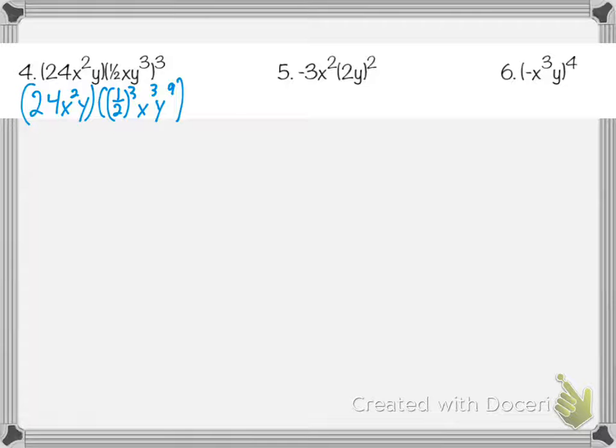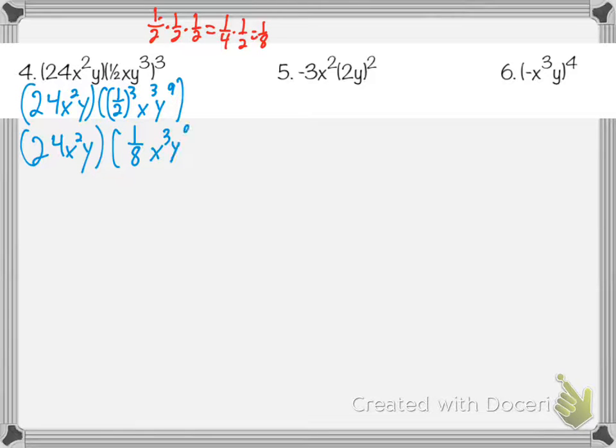So we have to put that 1/2 in parentheses as well, just because we have to be extremely careful. Because 1/2 to the third, how many 1/2s is that? 3. 1 over 2 times 1 over 2 times 1 over 2. Well, what's 1 over 2 times 1 over 2? 1 over 4. So what's 1 over 4 times 1 over 2? 1 over 8. So we have 24x squared y in the first parenthesis, and in the second parenthesis now 1 over 8, x cubed y to the 9th.